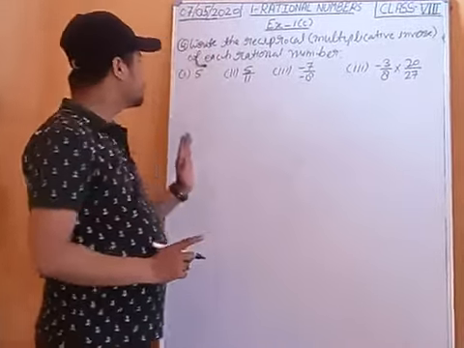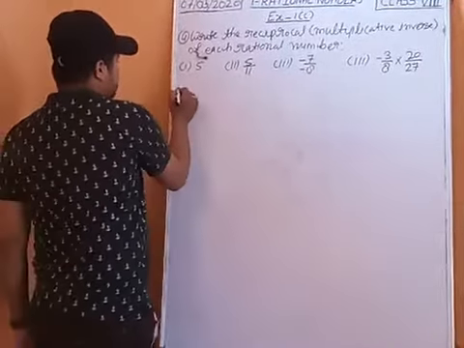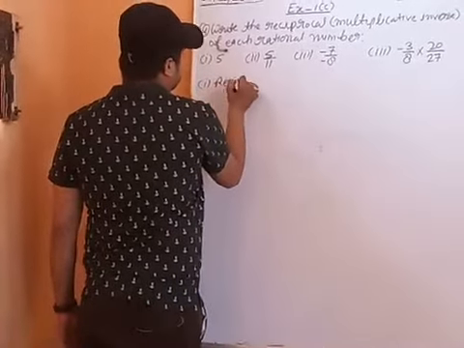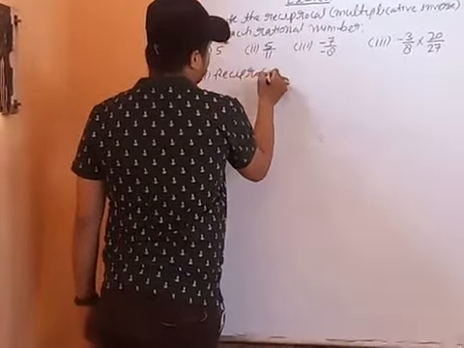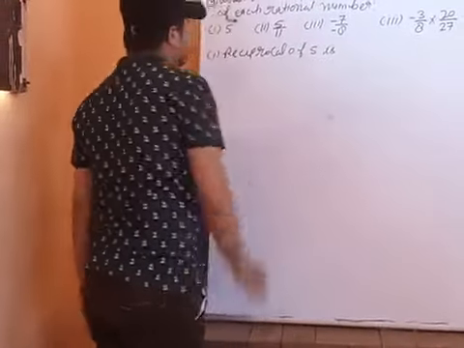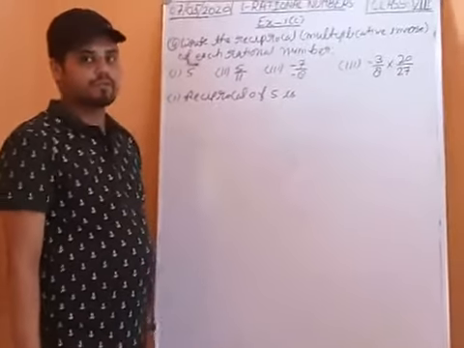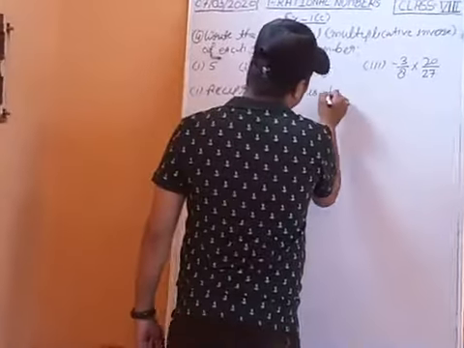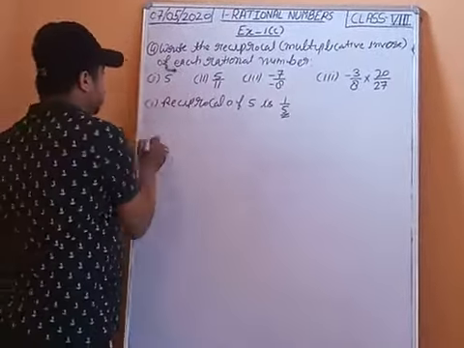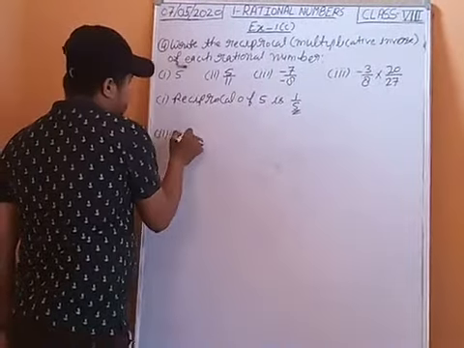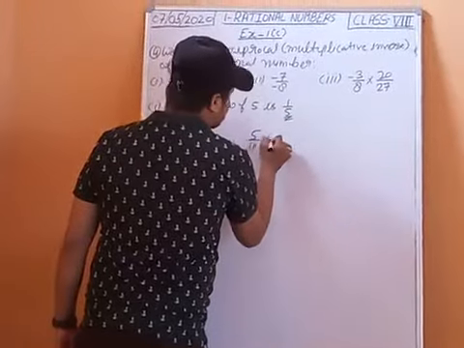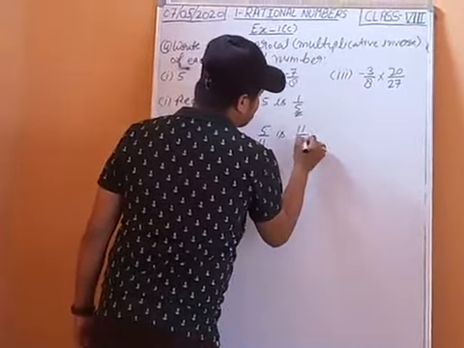So how we will do this sum? See, first one, we have to write the reciprocal of 5. So we will write reciprocal of 5 is, so 5 means 5 upon 1. So reciprocal of 5 upon 1 is 1 upon 5. Second part, 5 upon 11. So same, reciprocal of 5 upon 11 is 11 upon 5.